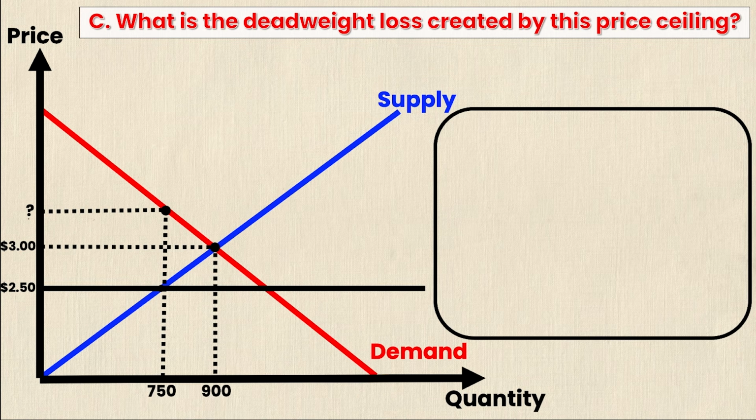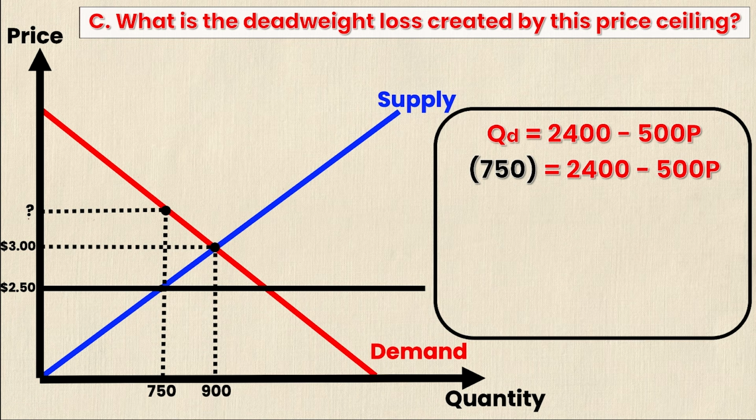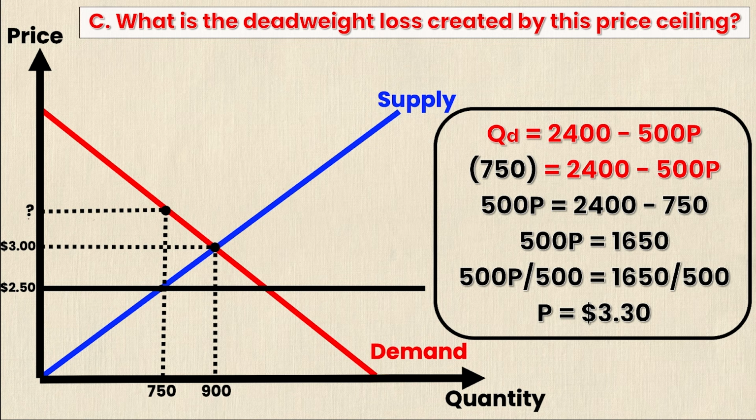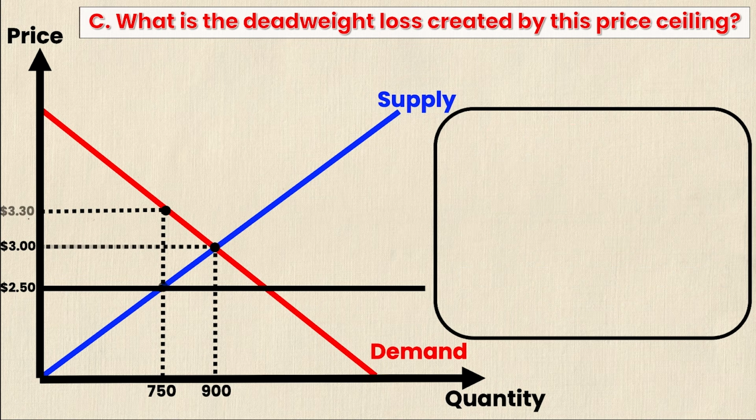Well, I'm going to take the demand curve, which is represented by the equation QD is equal to 2,400 minus 500p, and I'm going to substitute a quantity of 750 in. Rearranging this equation gives me 500p is equal to 2,400 minus 750, and then simplifying further, 500p is equal to 1,650, and dividing both sides by 500 will give me a p-value of $3.30. And so that's the price that I can substitute on my price axis.